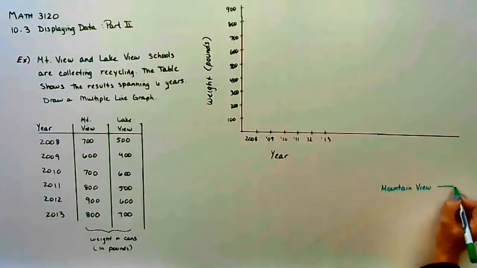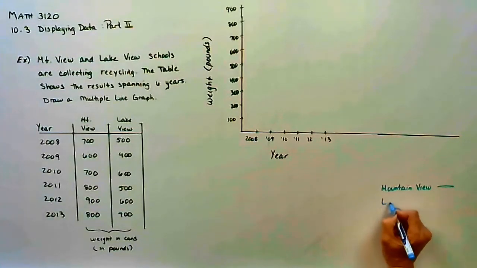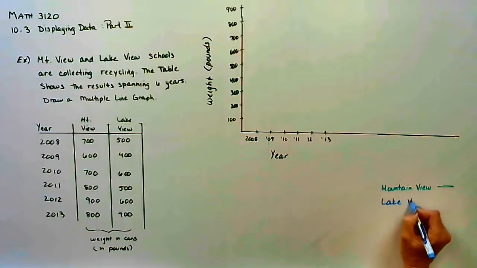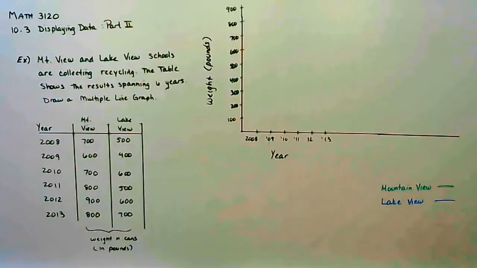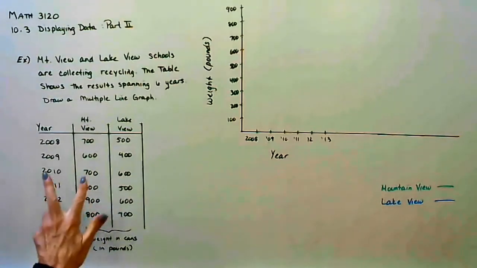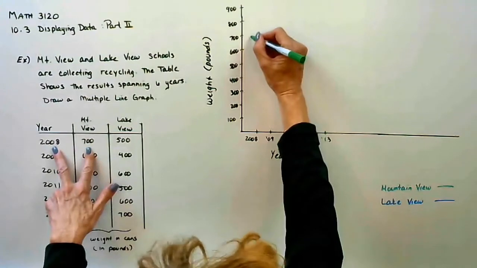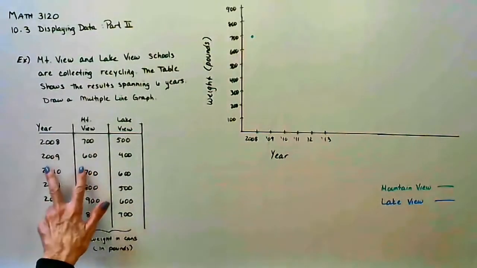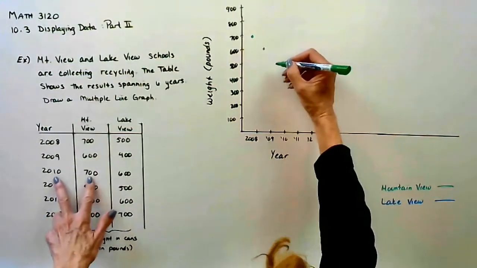I'm going to let green represent Mountain View. So I need to make my legend. Mountain View, I'm going to use green. And for Lake View, I'm going to use blue. And again, you can use textures if you prefer. Okay, so I'm going to graph my Mountain View data points.